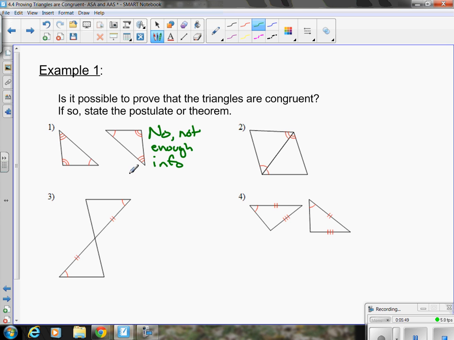Okay, we need a side. We need at least one side. Now the next one, once again, we're only given things about angles, right? So is that not enough information? Well, we can show that this side is congruent to itself, right? By the reflexive property.